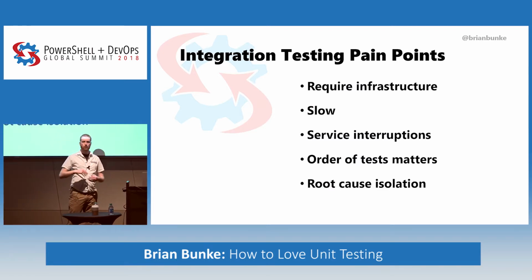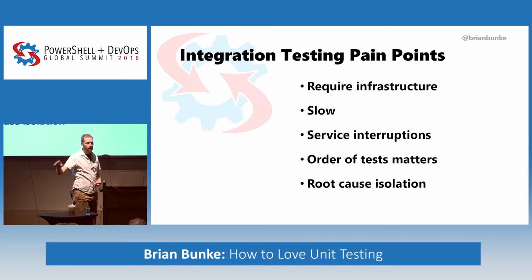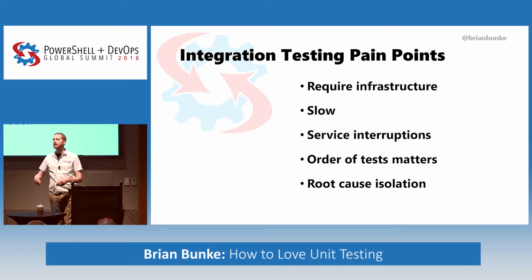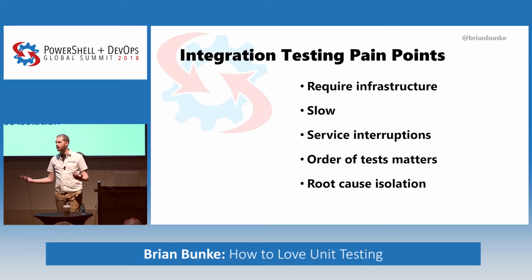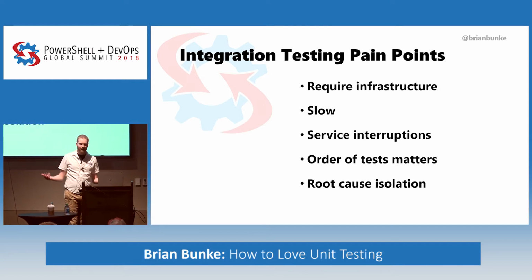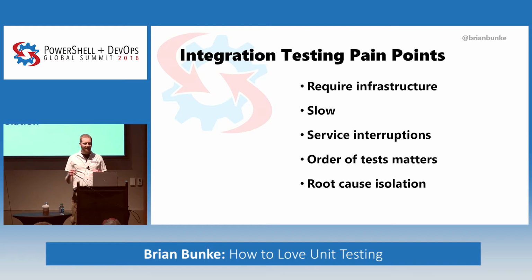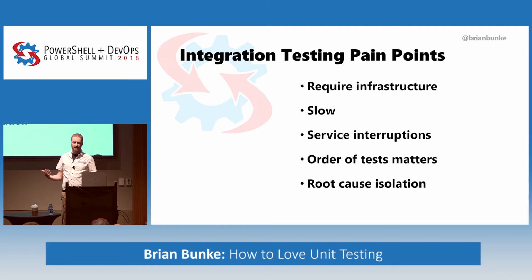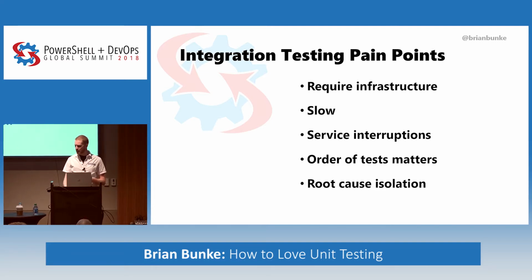So when you run into these pain points, integration testing, they require infrastructure because we're operations. We're contacting a lot of other services. They're slow, or in testing parlance, they're expensive, both in time and in resources. They're subject to service interruptions. So if Office 365 is down, your tests fail and you don't know why. That's never happened. The order of tests matters, and it's tough to isolate your root cause sometimes when a test fails for some innocuous reason.